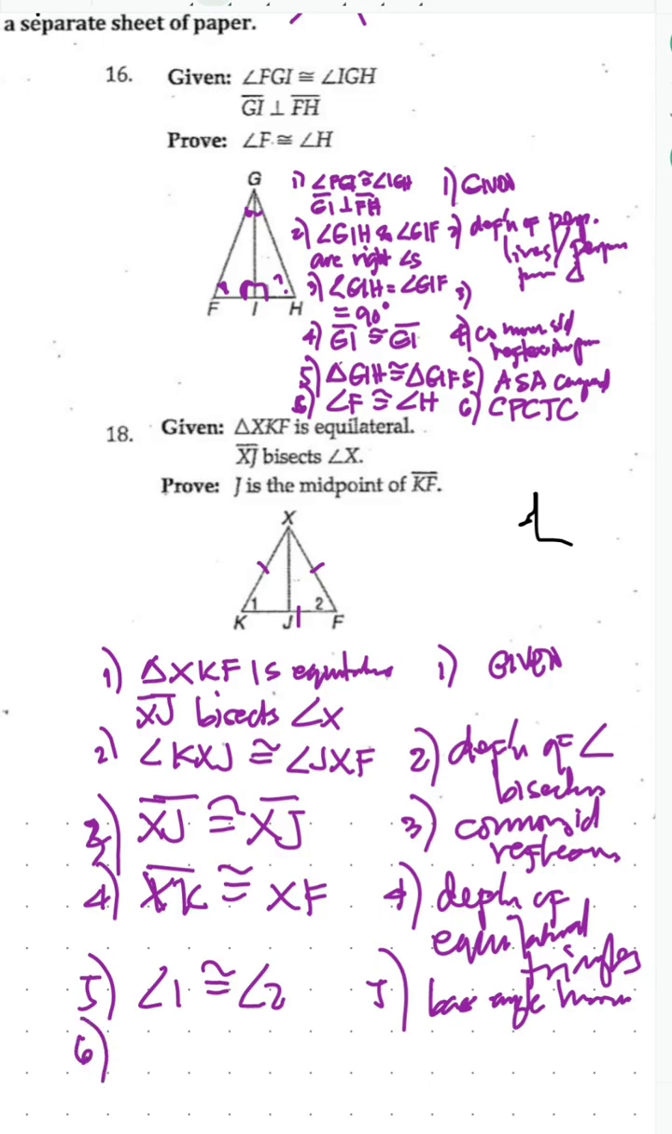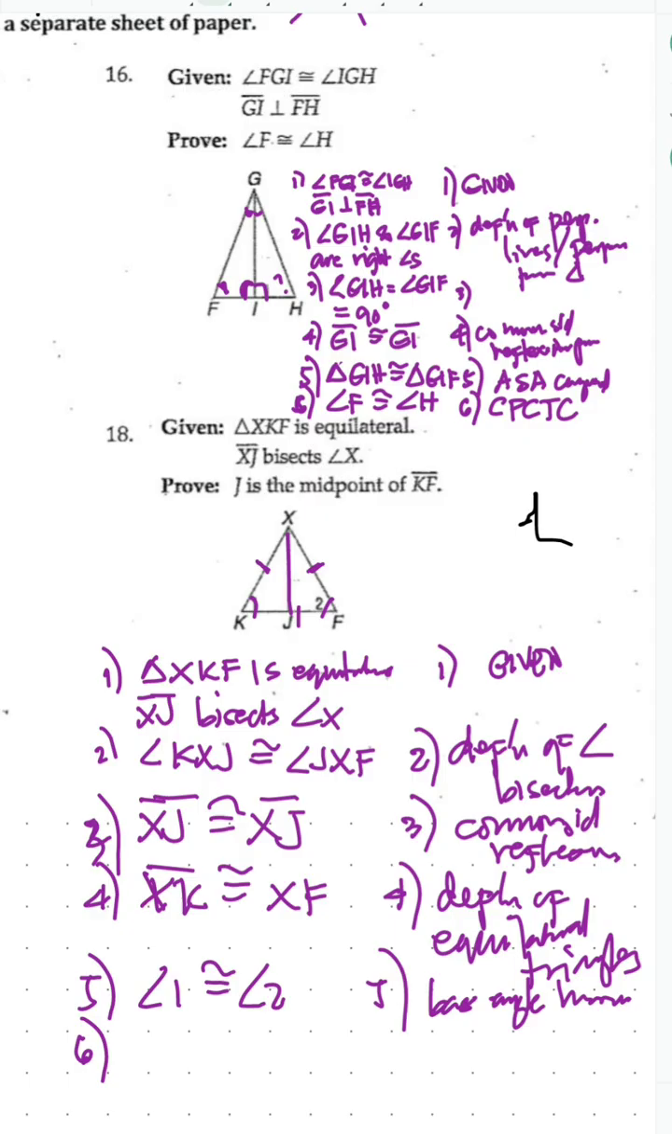KJ. That is midpoint. But it's not given that it's midpoint. You have to prove that it's a midpoint. So you have to prove that KJ is congruent to JF or FJ. So from everything, right? It says XJ bisects there. It's not so perpendicular. So this one is congruent to this. This angle is congruent to this. They share a common side. This one.